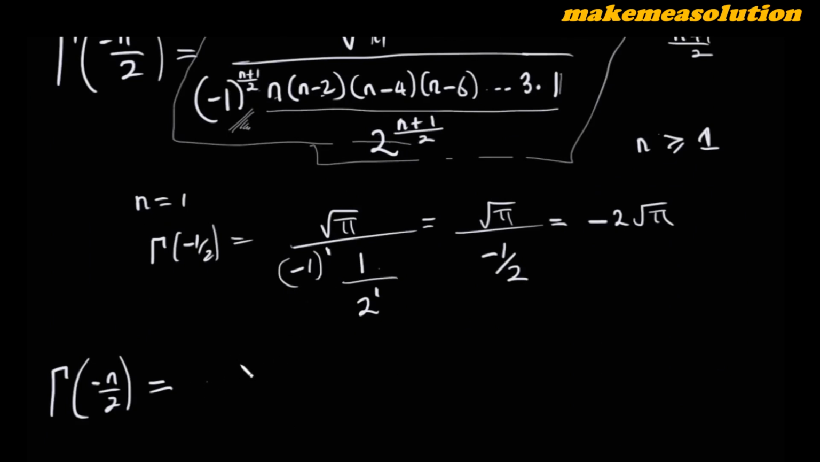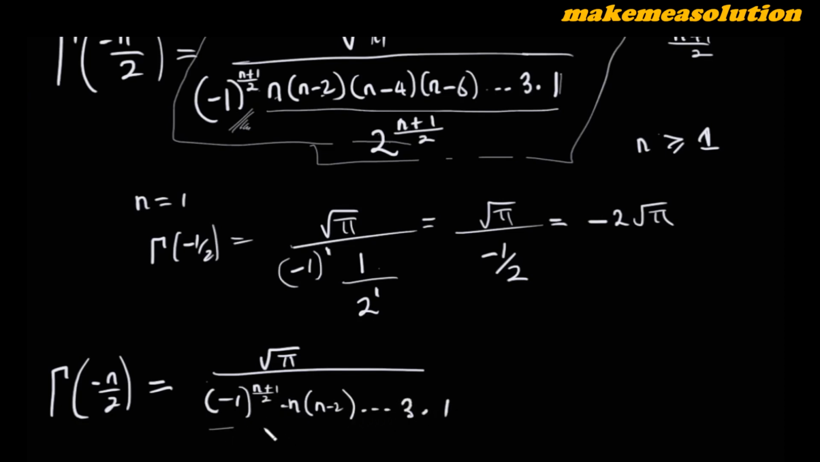this formula as root pi divided by, you now have minus 1 raised to the power of n plus 1 over 2. Then you have n times n minus 2 up to 3, then 1, then divided by 2 raised to the power of n plus 1 over 2. So you need to know that when you have 1 divided by a over b, it's still the same thing as this b coming up. You have b all over a times 1, it's still the same thing. So this 2 that is in the lowest part of this fraction will come up to the denominator position. So this is still the same thing as 2 raised to the power of n plus 1 over 2.